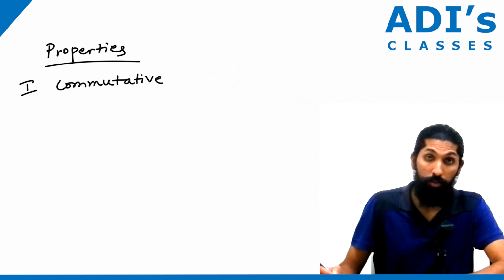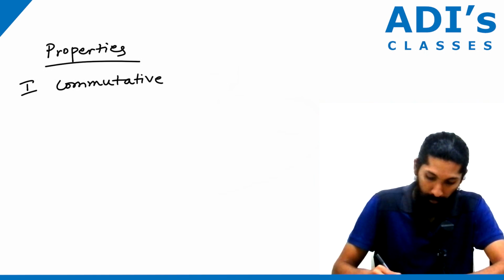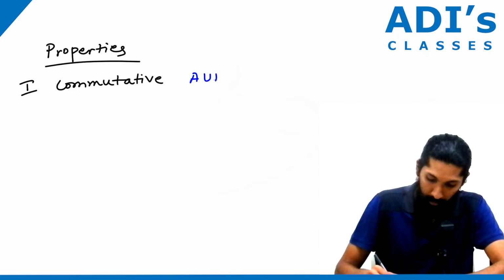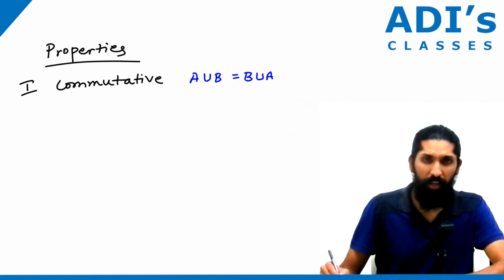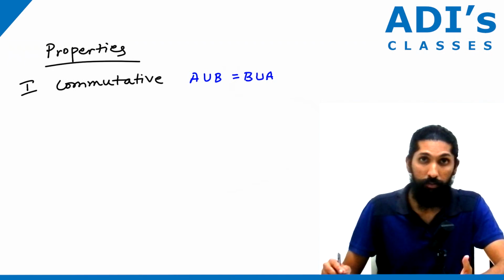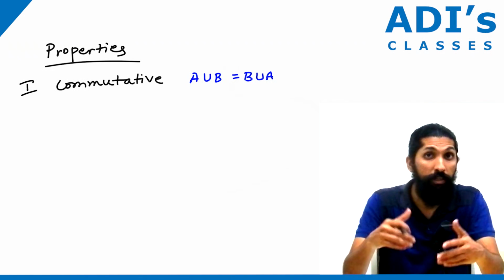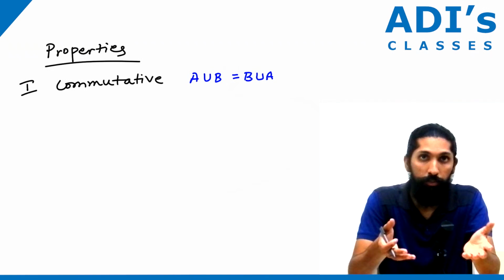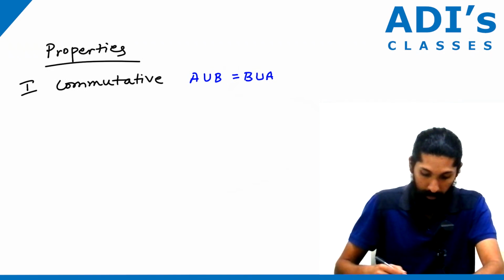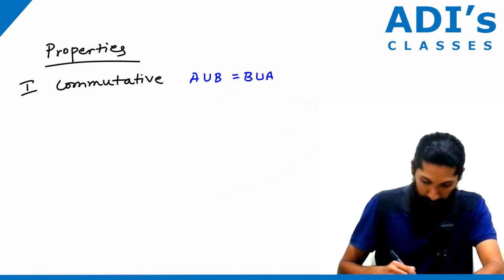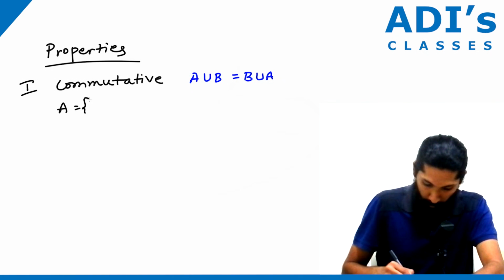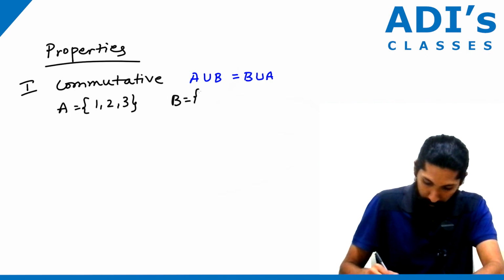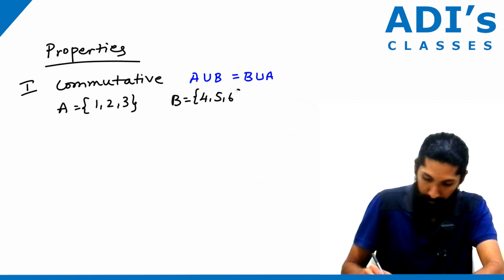Commutative, you guys know what is commutative. That means here we have A union B is equal to B union A. And I think it's quite obvious to understand why it is true. Because see, the elements in A and elements in B, you're combining together. That's basically union, correct? Suppose you have, let's say, A is 1, 2, 3, and say B is 4, 5, 6.